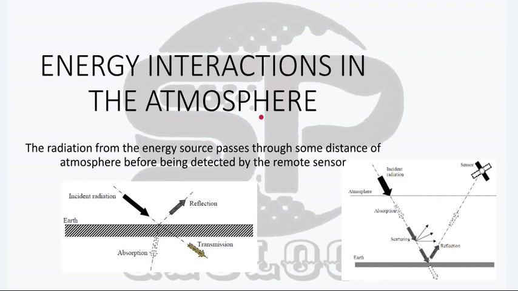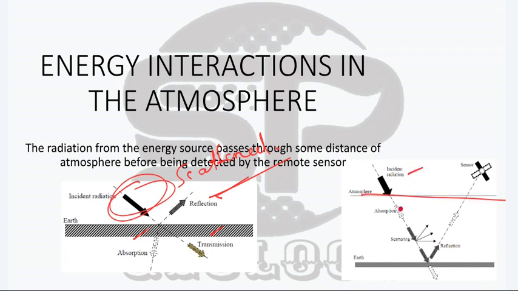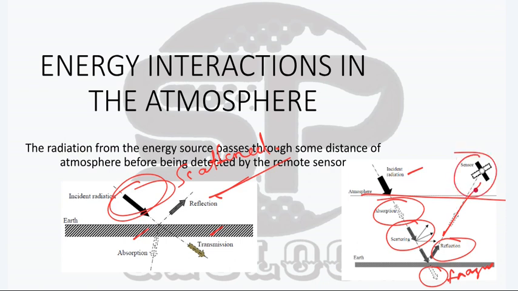Next we are going to energy interaction in the atmosphere. When energy comes, it is incident on the surface or on the object. There are four processes: reflection, absorption, transmission, and in the atmosphere it is scattered. So here it is given: incident, this is the atmosphere, this is absorption, scattering, here reflection, and this is transmission. And this is reflection back and scattered by remote sensing.